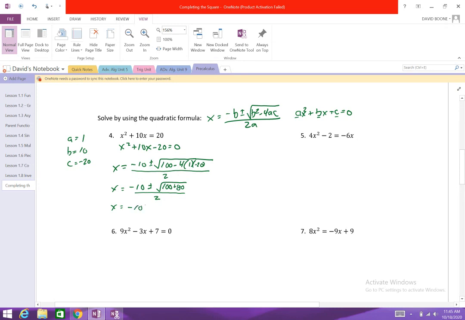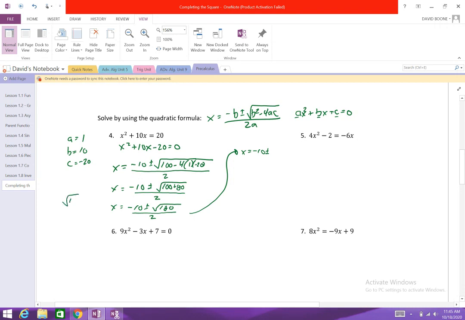So x equals -10 plus or minus, and then we have the square root of 180, all over 2. Excuse me. And just bring it up here. Just keep simplifying it a little bit. x equals -10 plus or minus, and then we've got to simplify that radical.